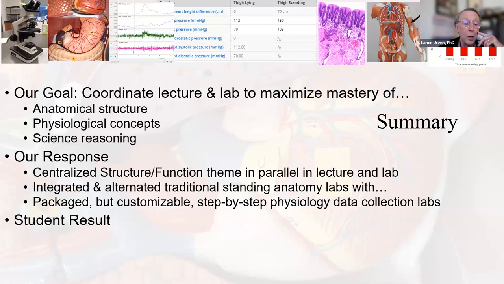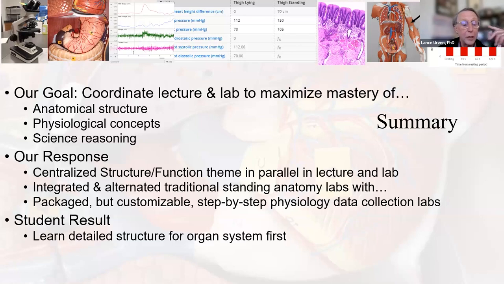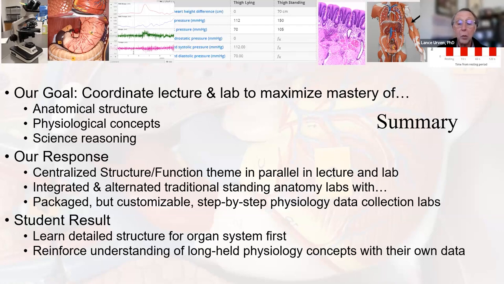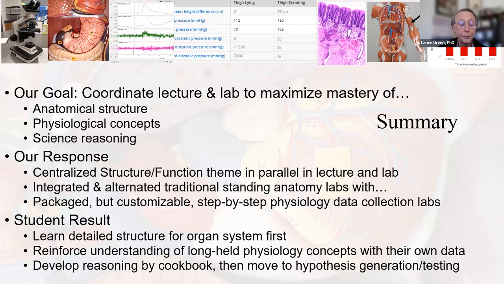The result we were looking for, and feel that we mostly got, is the students would learn their organ system structure first. Then when they learned the physiology with their own data, that would reinforce the structure we talked about before. Why did that happen? Well, because it's built this way.